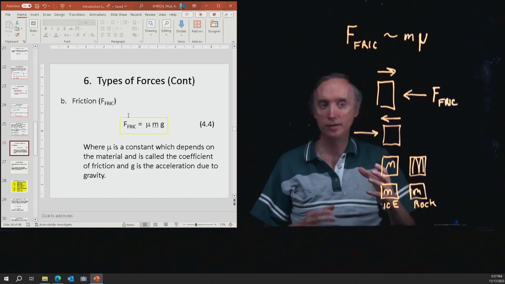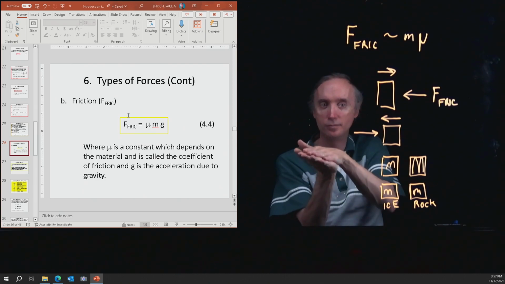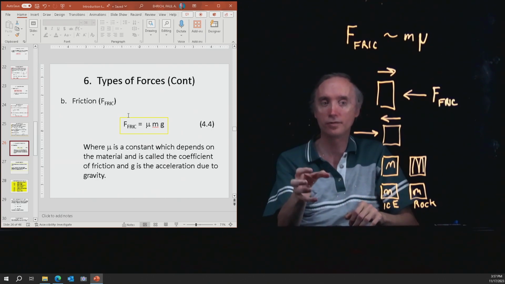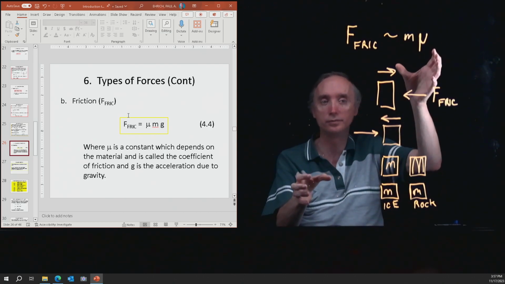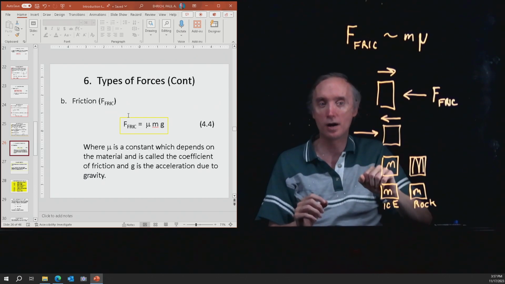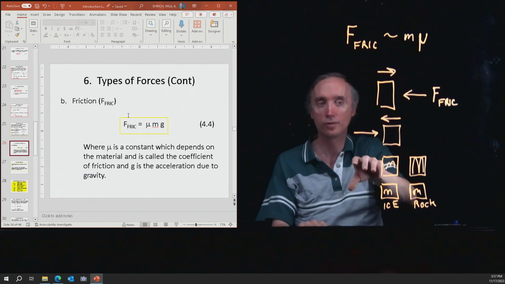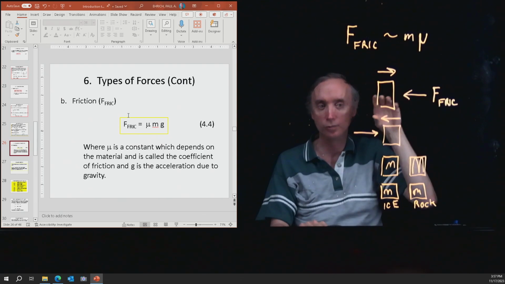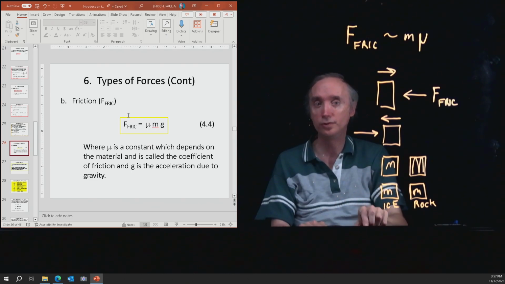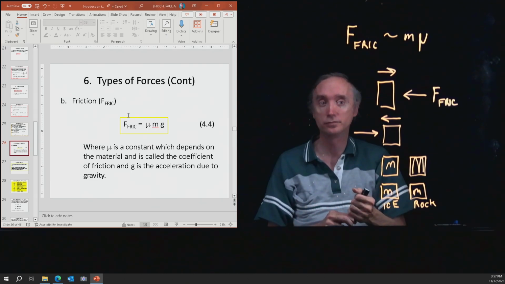We'll have the same boxes. They're going to rub against the same materials, but we're going to do it on Earth, and then we're going to do it on the moon. Okay, so which box, the box on Earth or the box on the moon, which one's going to slide further? It's going to be the moon, because the moon has less gravity.